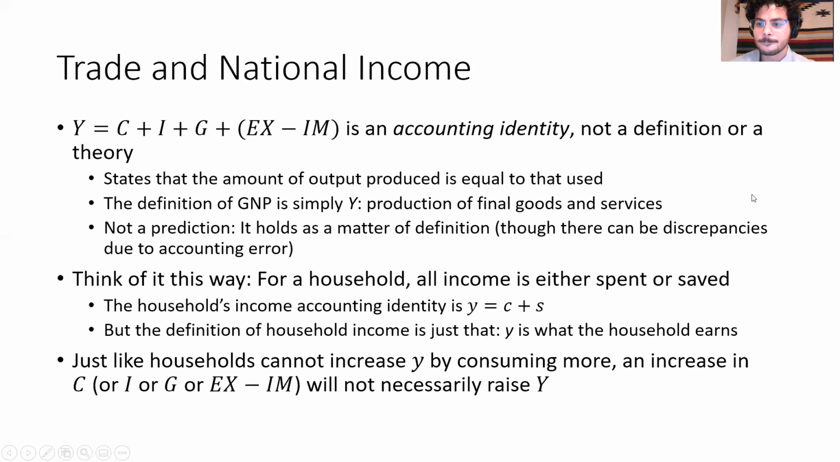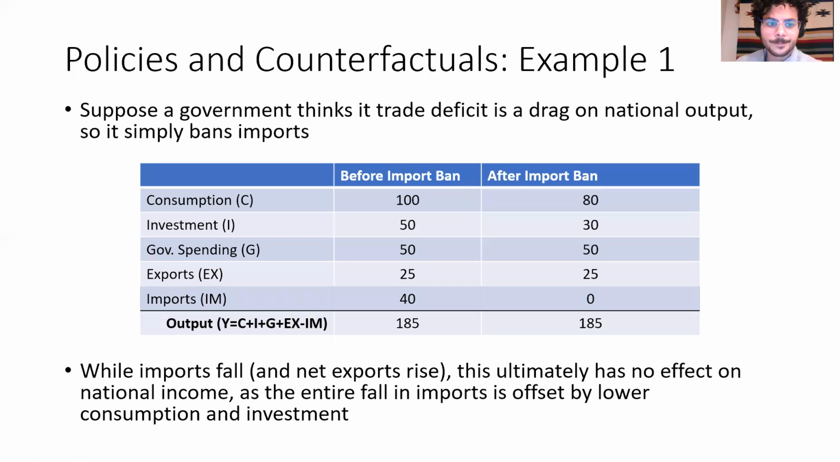So let's look at a few examples of how to do this. We're going to start with the government, and they have total output of 185, and it's broken down into these national accounts. So consumption is 100, investment is 50, government spending is 50, exports are 25, and imports are 40. If we add all those together, we'll have C plus I plus G plus exports minus imports. We have 185. And this government notices, reading this accounting identity, it says, oh, we're subtracting 40 from our output because of our imports. And that's a drag on our national output.